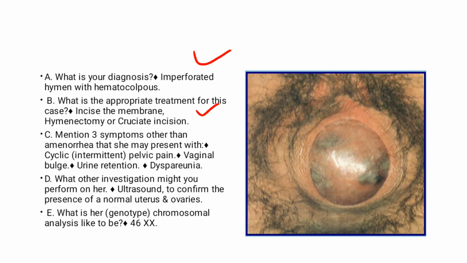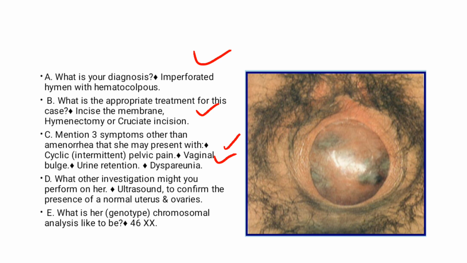Then mention 3 symptoms other than amenorrhea that she may present with. So she can have cyclic or intermittent pelvic pain, vaginal bulge, urinary retention, dyspareunia, and the constipation that we were having. Dyspareunia is pain during sexual intercourse, which of course might come in if she was to try and have sex as well. But if she hasn't tried that, then of course she won't feel the same.